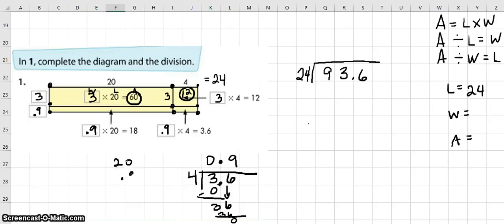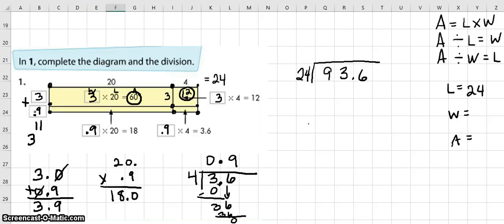20 times 9/10. 9 times 0 is 0. 9 times 2 is 18. One number behind the decimal, sure enough, it works out. So now we have 3 plus 9/10. We have to line up those decimals when we add. Put some placeholder zeros to hold on to it. So we think that the width is equal to 3 9/10.